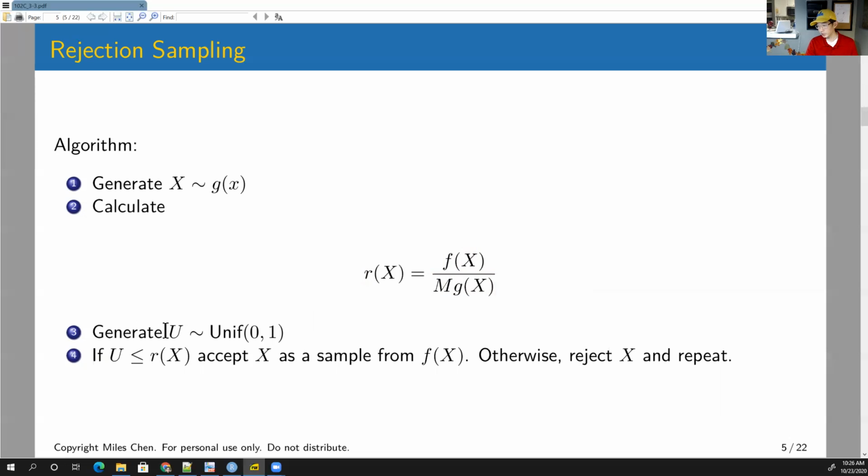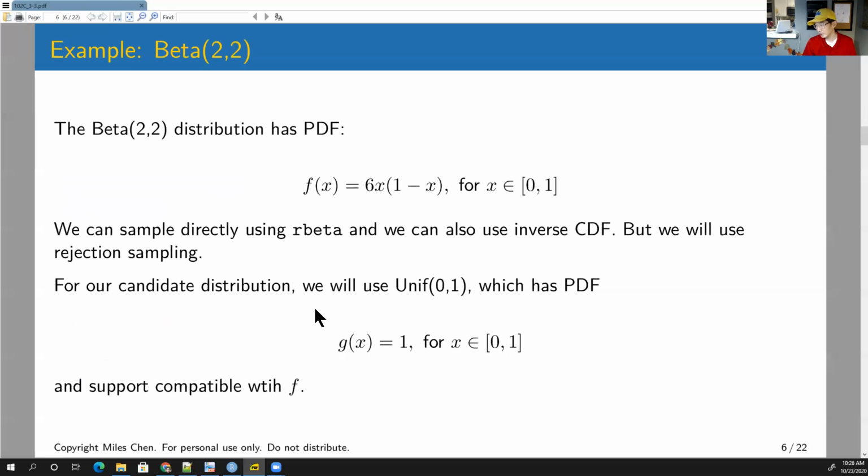Okay, and then we're going to generate a random value of U. And if U is less than this quantity R of X, then we will accept this value X that was proposed. Otherwise, we're going to reject the X and keep going on. So let me do a couple examples of this, and maybe this will make sense.